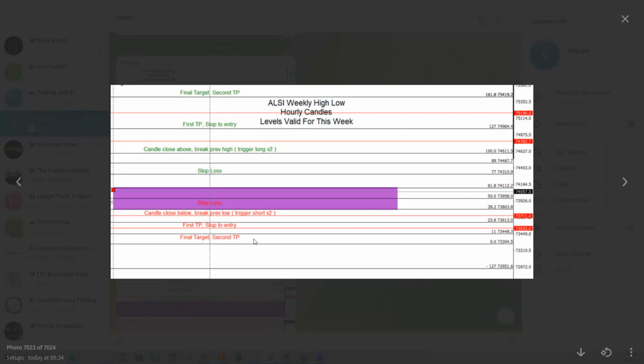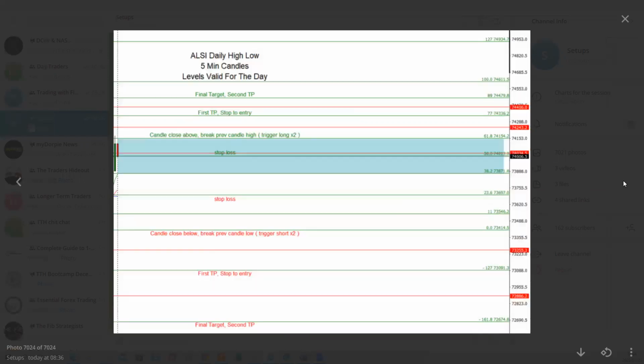On the Aussie weekly high-low, currently between levels of 50 and 61.8. If you look at moving averages, looks like 8 is busy crossing 21 to the upside. With that, we want a candle close above the 100 level, break previous candle high to aim for the 127 first TP, 161.8 second TP, and stop loss being at the 77. Remember, guys, same rules apply with the red lines.